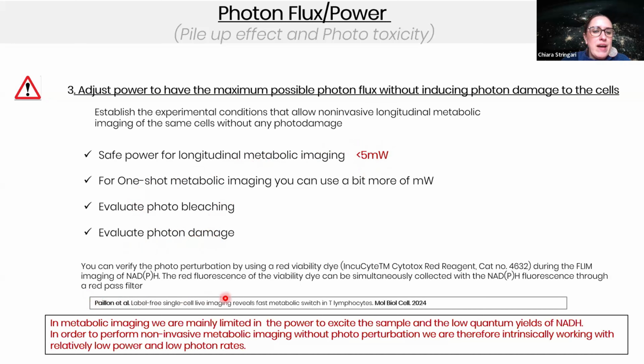You can evaluate your photo damage, for example, with a red viability dye, like we have done in this publication. But I just want to stress that the main limitation in metabolic imaging and FLIM is actually the power that we can use without inducing any damage and photoperturbation inside the sample. This is because NADH is pretty dim and it has a low quantum yield.